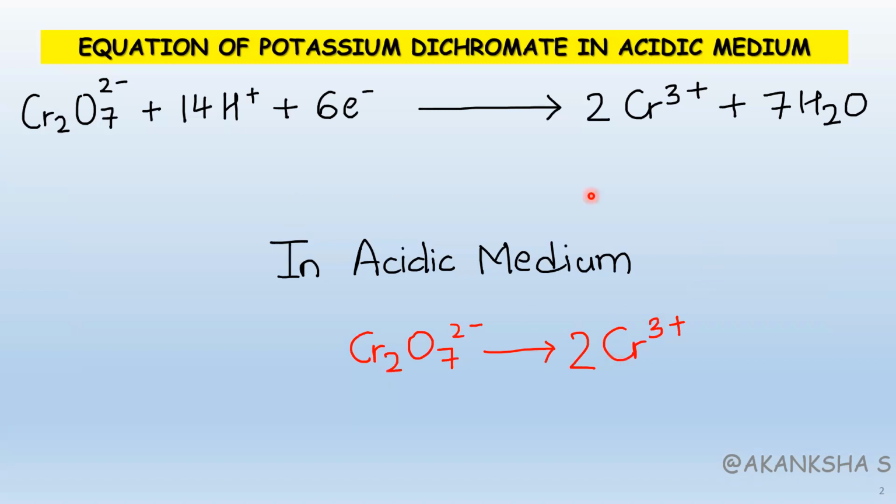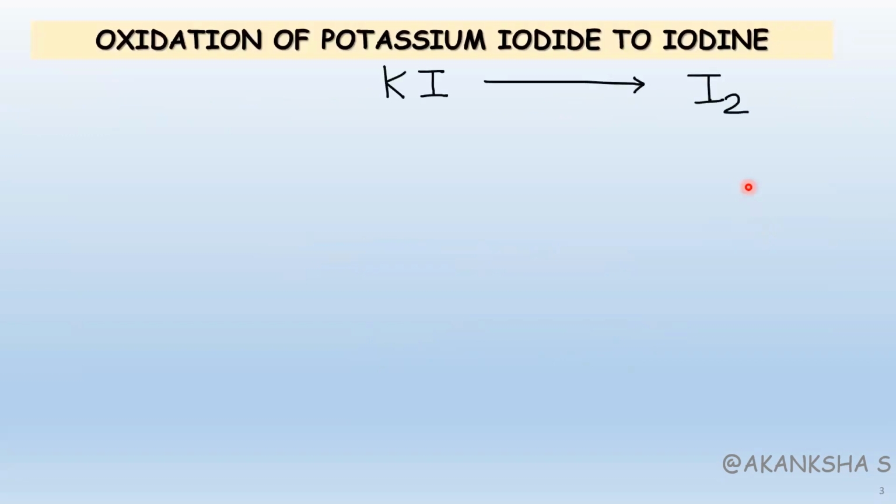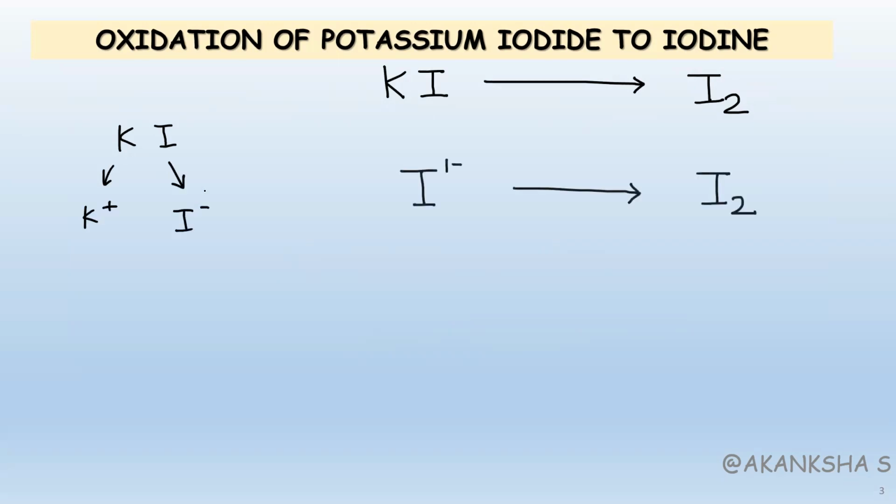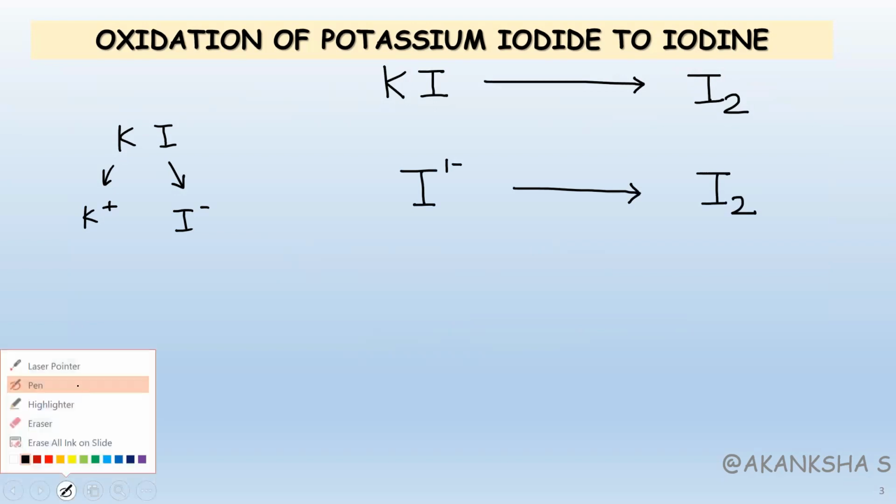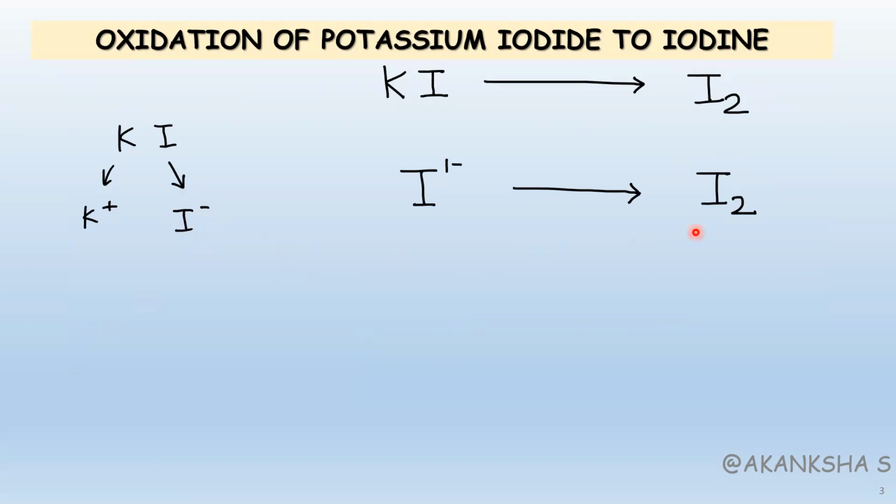Do make sure to go through the video and understand this particular reaction. Today, we are going to understand the oxidation of potassium iodide to iodine using acidic potassium dichromate. Now, potassium iodide is nothing but two ions combined. One is K+ and another one is I-. So we are going to convert the I- ions into iodine.